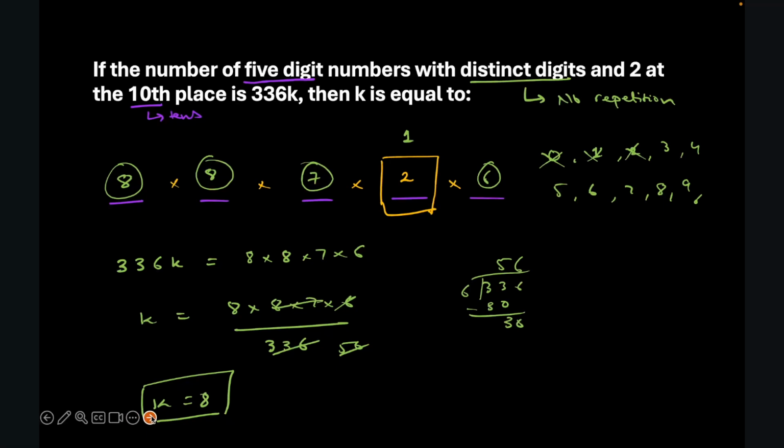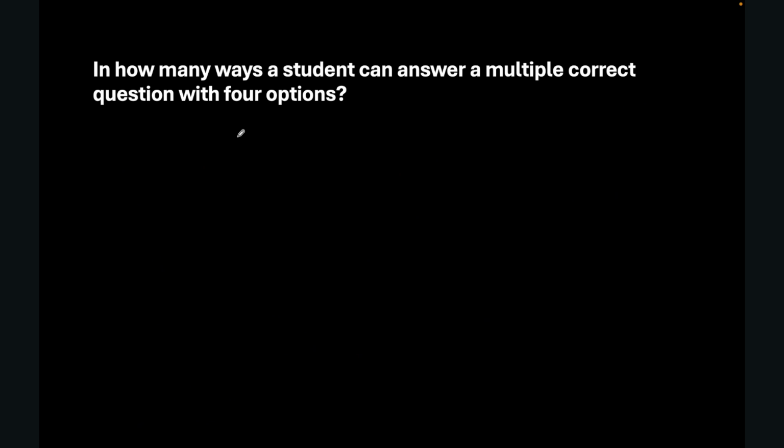All right, okay, so let's move to the next question. Again, I will highly recommend you pause the video and give it a shot on your own. So we're asked how many ways a student can answer a multiple correct question with 4 options. So multiple correct is not the same thing as multiple choice. It means there's 1 or more correct options. Okay? Let that sink in.